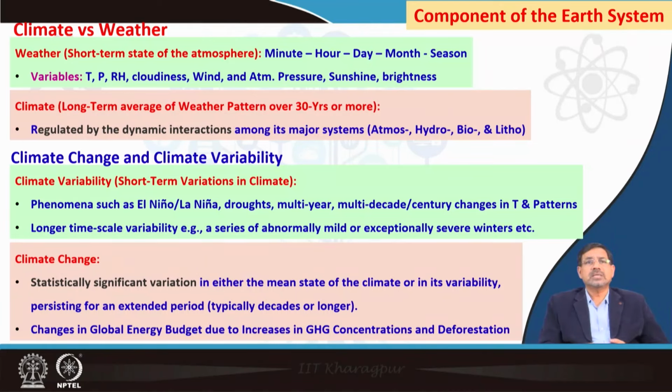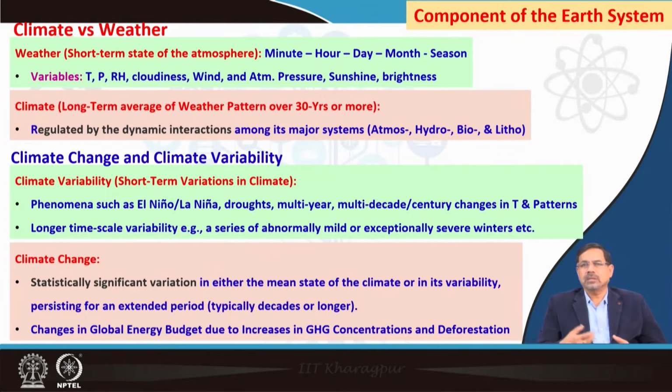This climate is regulated by the dynamic interactions among its major systems: the atmosphere, hydrosphere, biosphere, and lithosphere. Now coming to climate change and climate variability. Climate variability refers to short-term variations in climate. Phenomena such as El Nino, La Nina, droughts, and multi-year, multi-decadal, multi-century changes in temperature, precipitation, and many other variables define that. So these we put under climate variability.